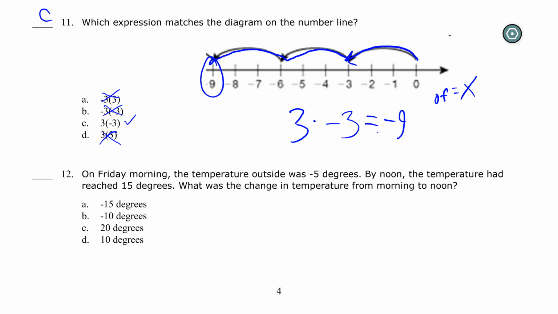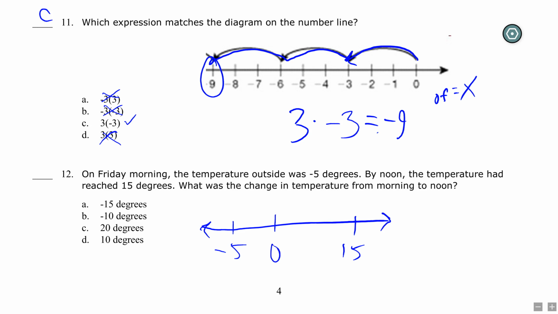All right, and so the next one says, on Friday morning, the temperature outside was -5 degrees. By noon, the temperature had reached 15 degrees. What was the change in temperature from morning to noon? So the easiest way to do this would be to graph this on a number line. And so -5, and we know that it got up to 15.